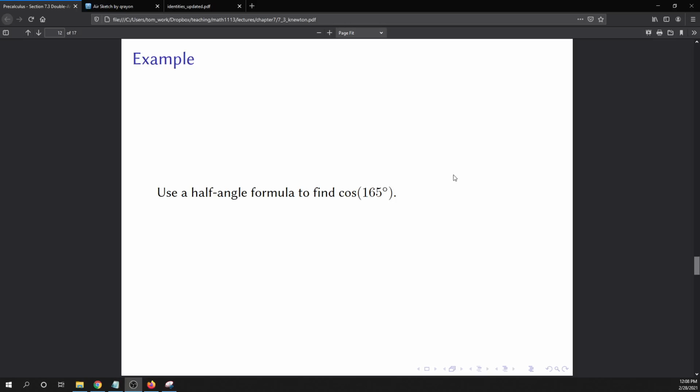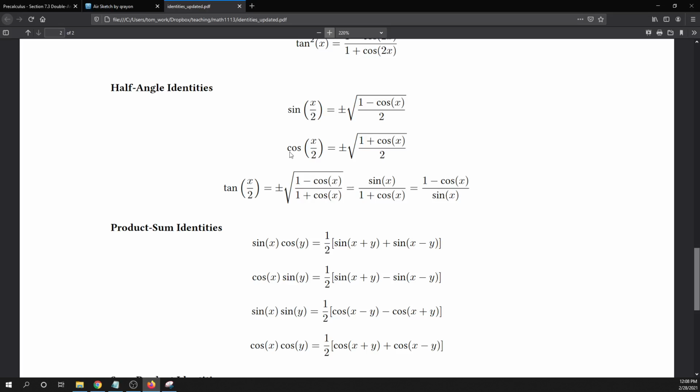All right, in this example, they ask us to use a half angle formula to find the cosine of 165. 165 is not one of the angles that's on the unit circle. And so what we're going to have to do here, and they want us to use a half angle formula, right? So one of these formulas right here.